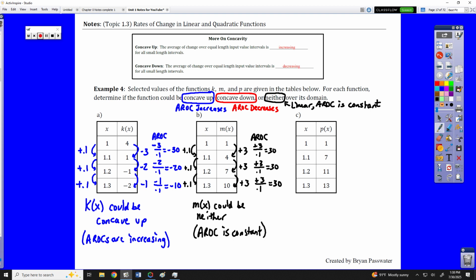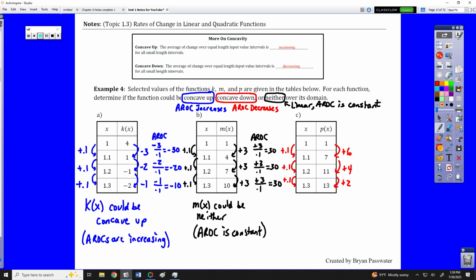Now, we don't know what happens between those x values, so it is possible that it could be the other. Okay? All right, then finally we have the third example. Again, all of our x values are increasing by 0.1 each time. And our p of x values, they're increasing as well.